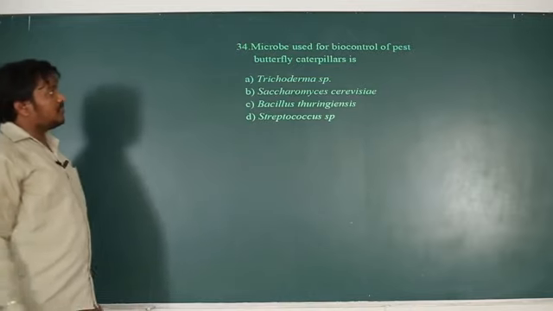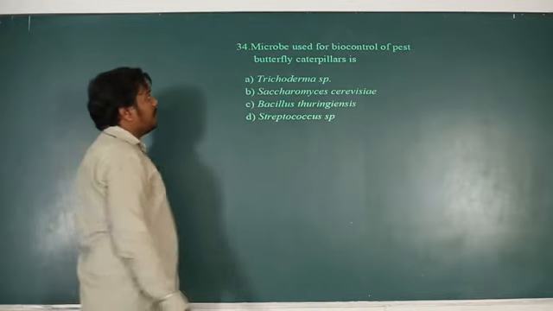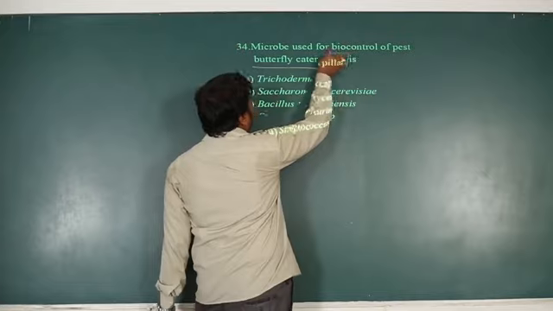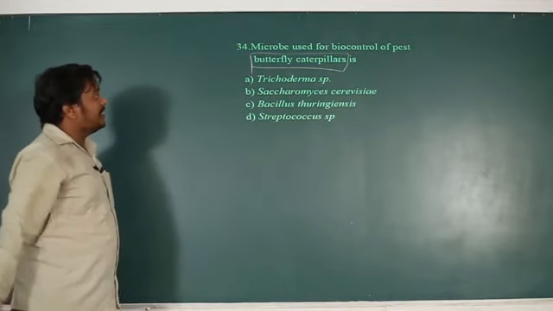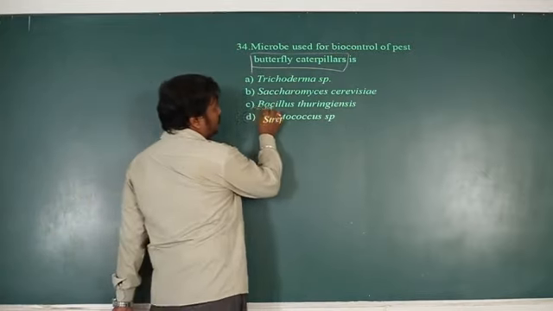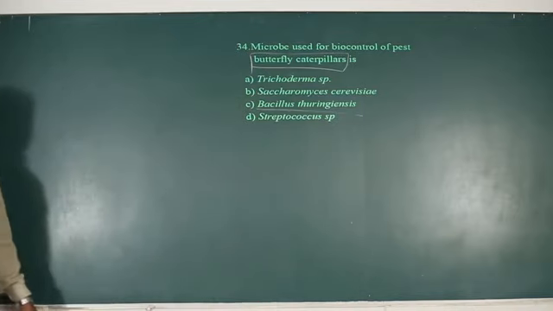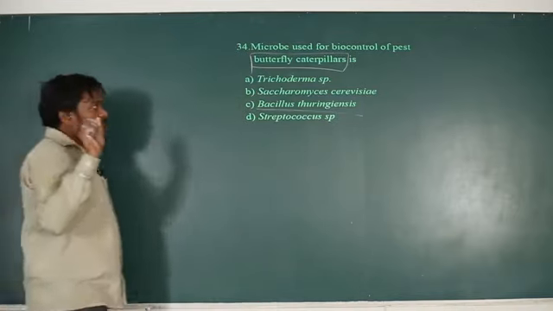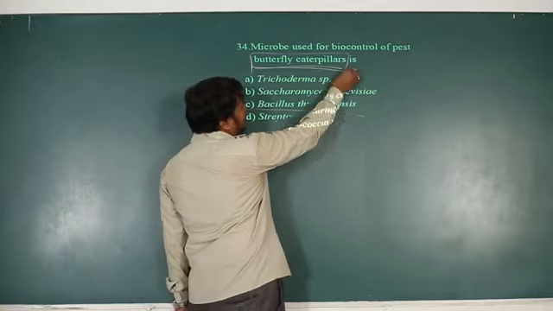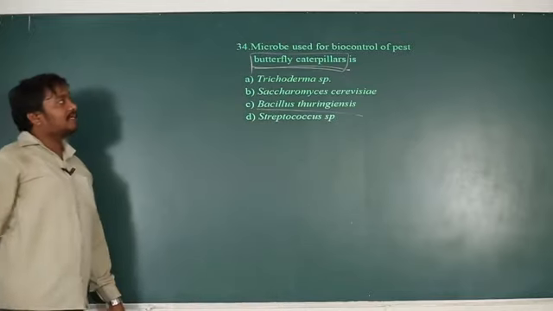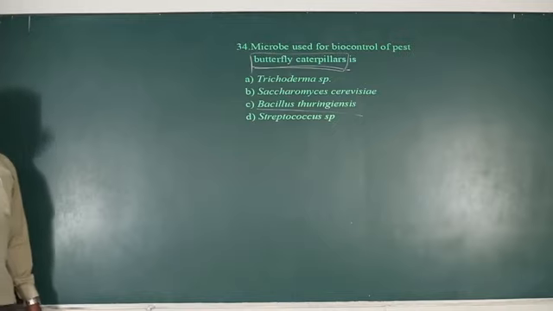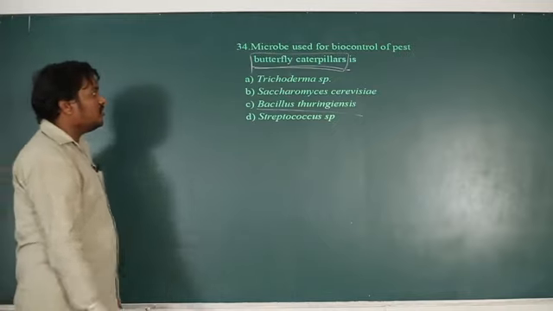So microbes are used for the biocontrol of a pest, butterfly caterpillars. Butterfly caterpillars can be controlled by using Bacillus thuringiensis spores. When these spores are sprayed on the plant and ingested by the butterfly caterpillars, they are going to die, because the Bt toxin made from the spores in the gut of that insect is going to kill it.